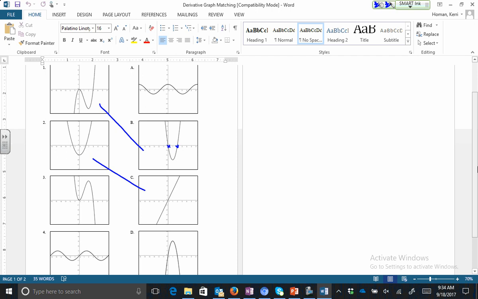Number 3, what does that match up with? You said D. Okay, give me a little insight. Because you are decreasing in the regular graph, so it has to be below the x-axis in the derivative graph until you hit 0, and then it starts increasing. Okay.